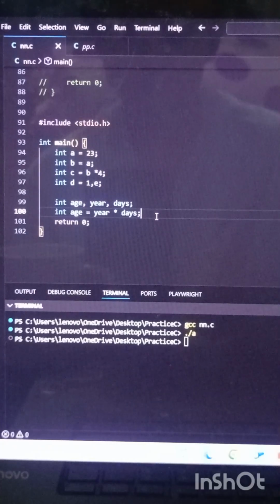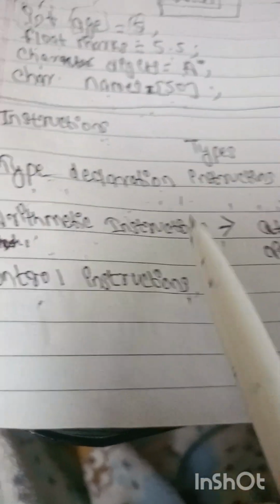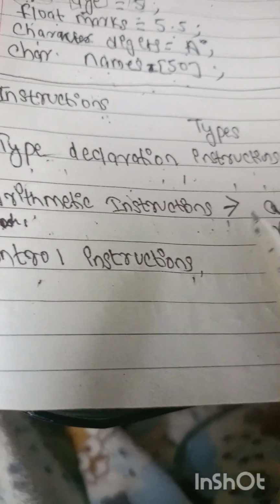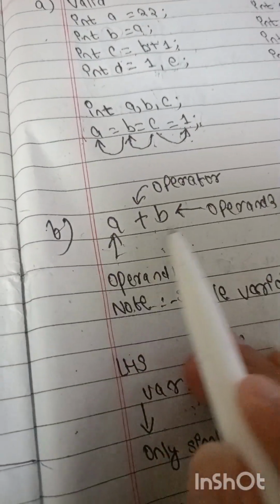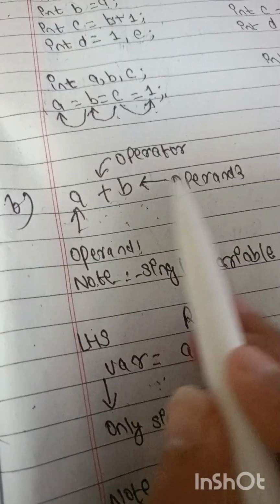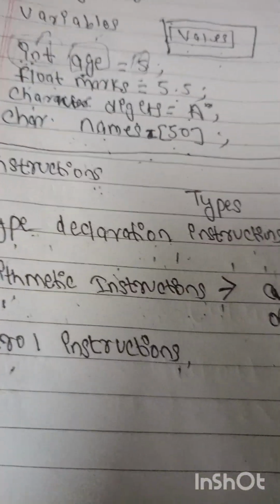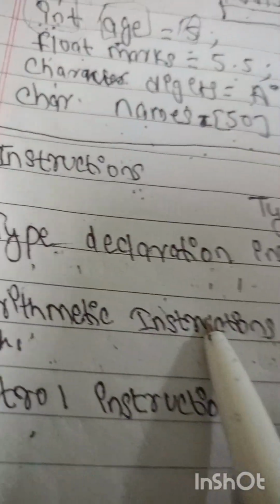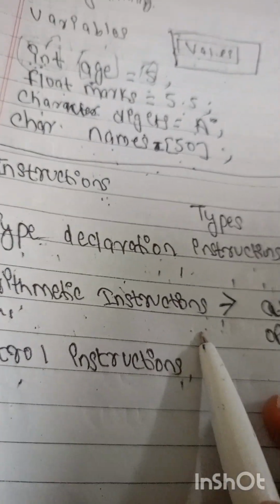Our next topic is arithmetic instructions. Inside arithmetic instructions, if there are operands and operators, they are arithmetic instructions. So for example, what are operators and operands? Let's take our example a + b. So a means operand 1, plus means operator, and b means operand 2. So this is our example of how we can understand operators and operands. Arithmetic operators will be plus, minus, into, divide, modulus, right?